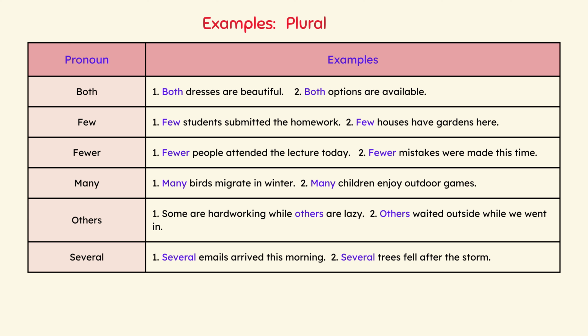Several. Several emails arrived this morning. Several trees fell after the storm. Several refers to more than one, but not all, and is plural.